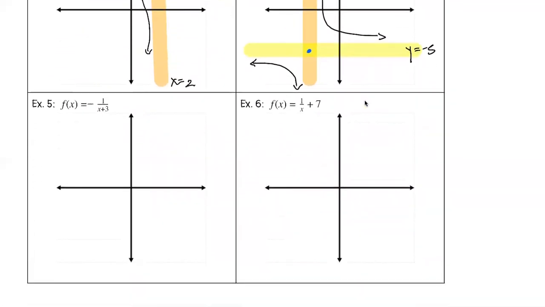All right, let's take a look at these last two examples here. This is probably a good time to maybe pause the video, try these on your own, and then come back and check the answer, okay?